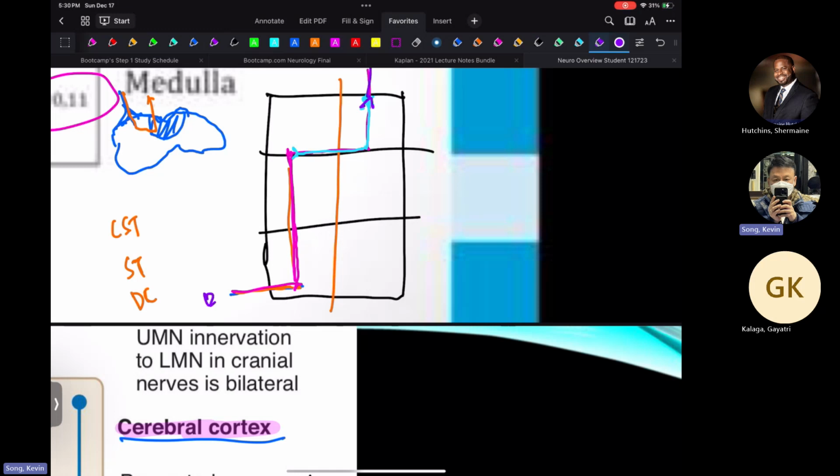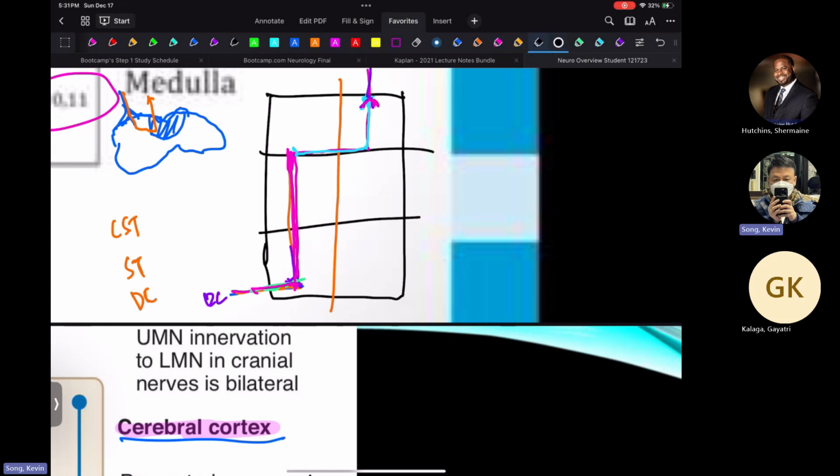First neuron, as soon as it enters, it just switches to the second neuron right there. Oh yeah, sorry. The first neuron just goes directly to here, and then the second neuron decussates. I mean it switches to the third neuron. So the first neuron goes up, the second neuron crosses, and then the third neuron. Okay, that's the dorsal column.